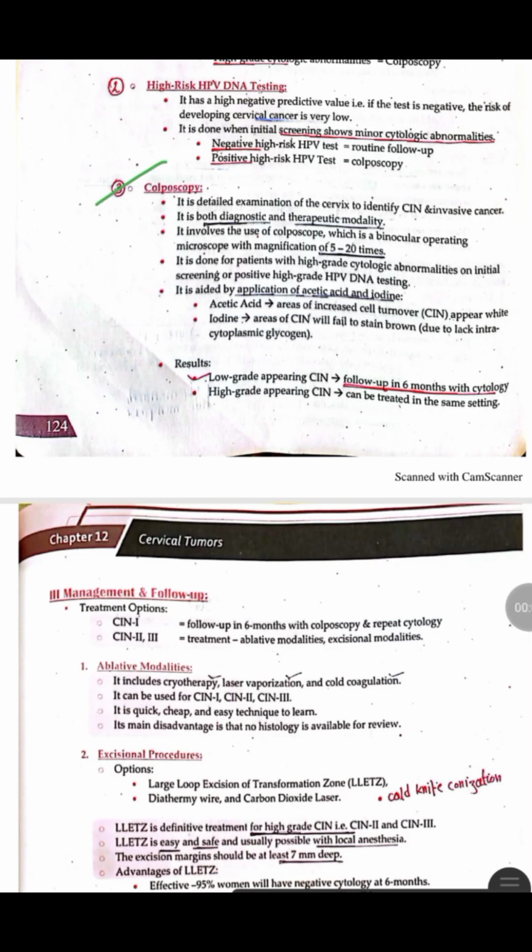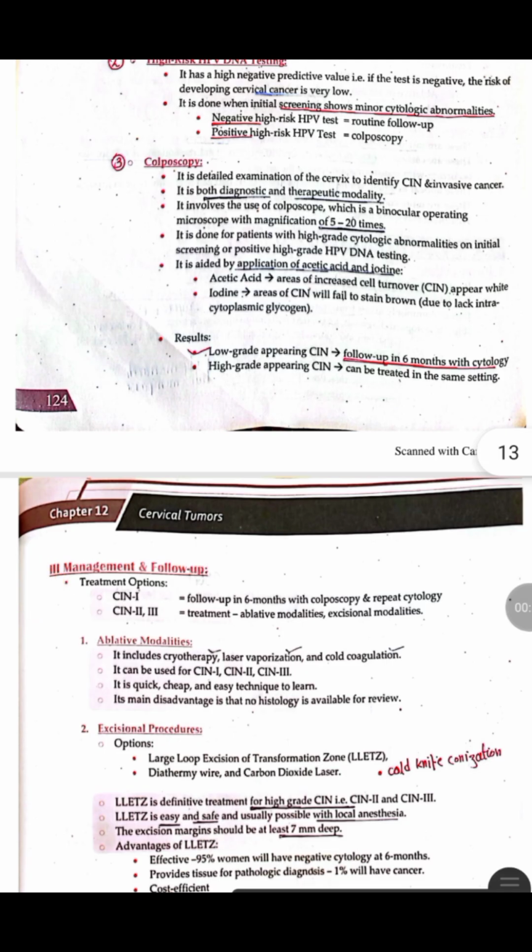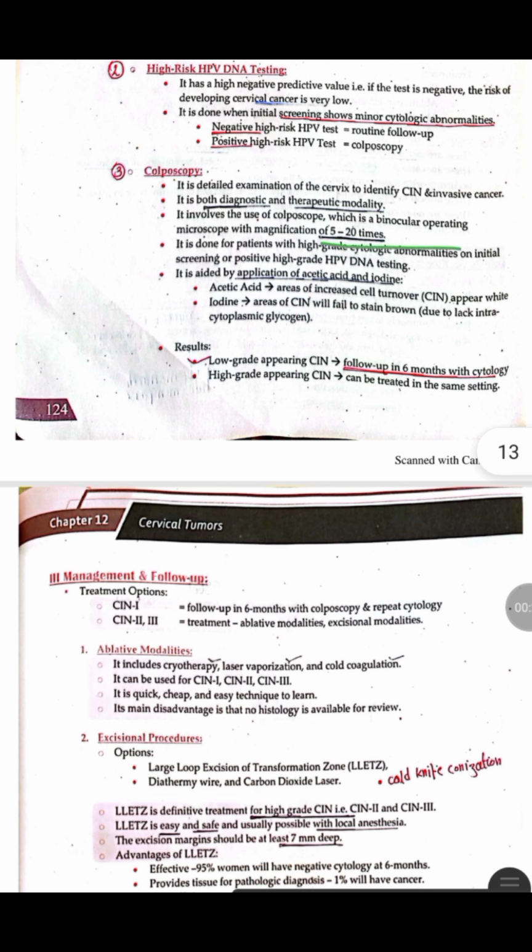Third one is the colposcopy. Colposcopy is the detailed examination of the cervix to identify the CIN and the invasive carcinoma, and it is both diagnostic and therapeutic. It involves the use of a colposcope, which is a binocular operating microscope with a magnification power of 5 to 20 times, and it is done in a patient who shows high-grade cytological abnormalities on the screening test, or a patient who has positive high-grade human papilloma virus DNA testing.